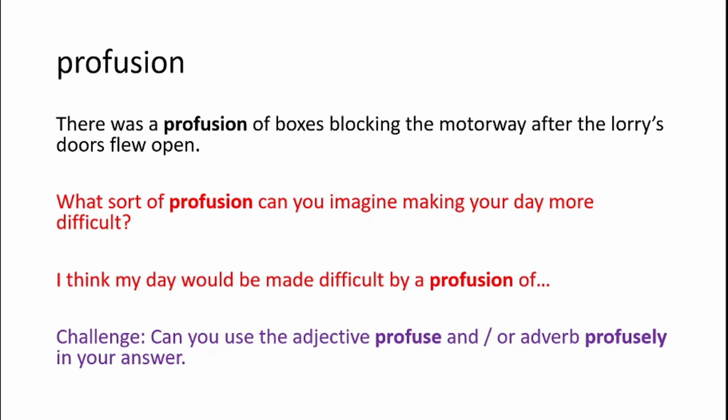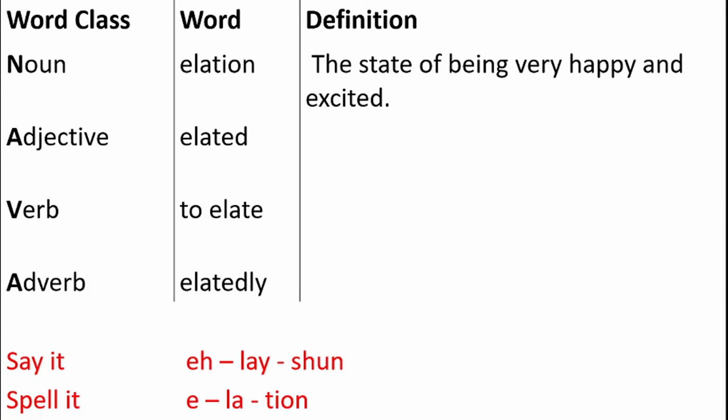So our next word is elation. Elation is the state of being very happy and excited. Elation. Elation. And you may find that as well as feeling elation, you could be elated, or you could elate, or you could act elatedly. So your adjective elated, your verb to elate, or your adverb elatedly. The state of being very happy and excited. I'll let you pause to write that down.